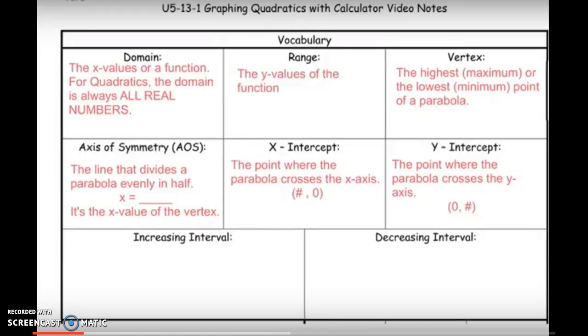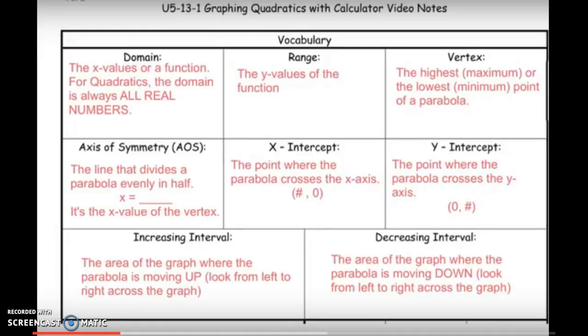Okay, so the last two terms on our vocabulary list are the increasing and the decreasing interval. And this will be a little more clear when I show you the graph, but the increasing interval is just where the graph is increasing or going uphill when we're looking at the graph from left to right. The decreasing interval is where the line is going down, or the line is decreasing when we're looking at the graph from left to right.